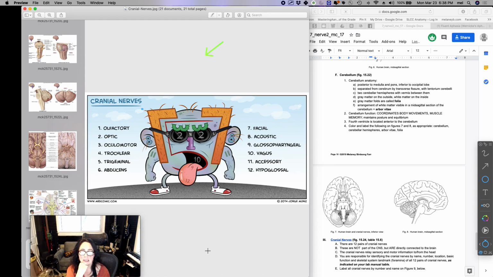And then, so they're 12 pairs. They're part of the central nervous system. I'm sorry, they're not part of the central nervous system. They are directly connected to the brain, but they're part of the peripheral nervous system. And they are either sensory, motor, or both.